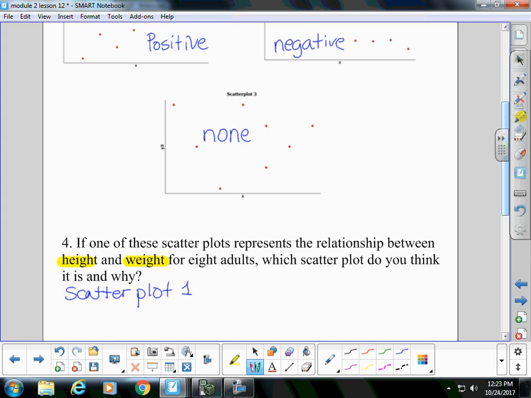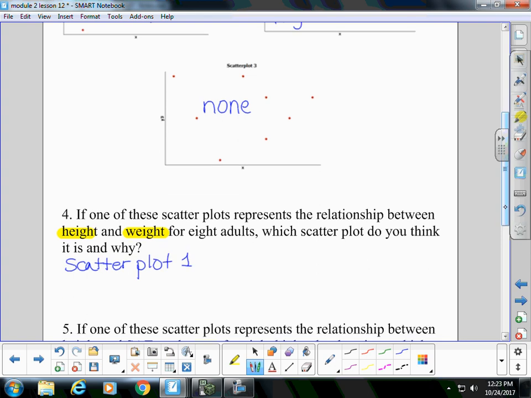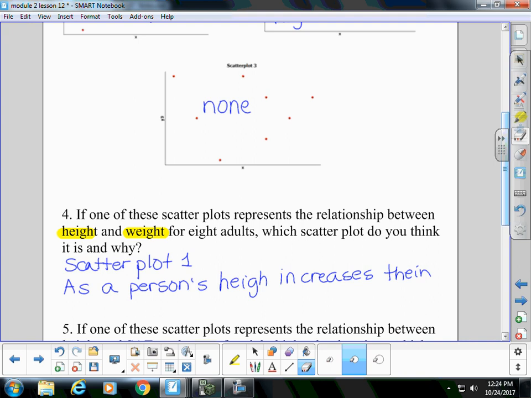And the reason, again, in terms of putting that in writing: as a person's height increases, their weight is typically going to increase as well.